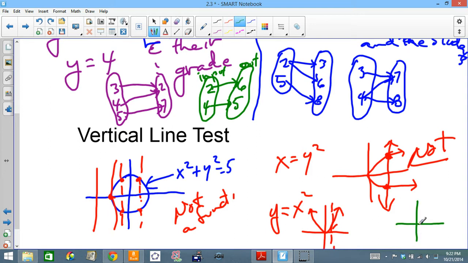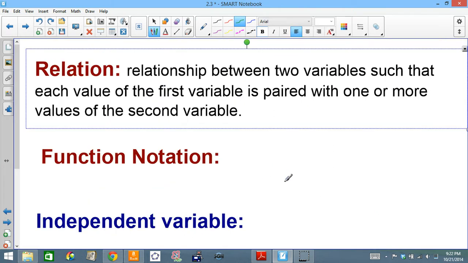Same thing with this one we just studied. This is a graph of y equals absolute value of x. Notice I can put a vertical line through here anywhere I want, and it does not pass through in more than one spot. Okay, so let's try the next slide here.